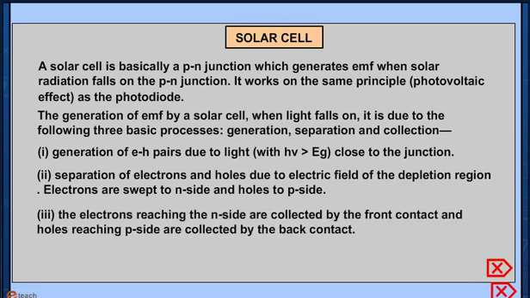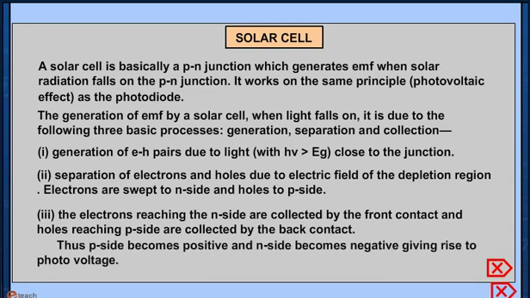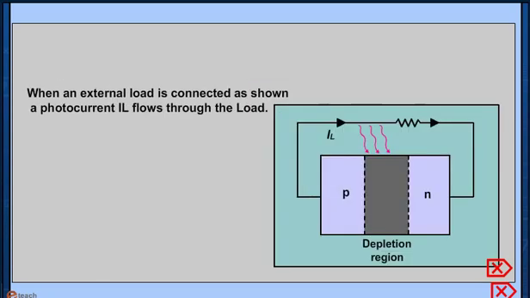Collection. The electrons reaching the N side are collected by the front contact and holes reaching the P side are collected by the back contact. The P side becomes positive and the N side becomes negative, giving rise to a photovoltage. When an external load is connected, as shown in the figure, photocurrent IL flows through the load.